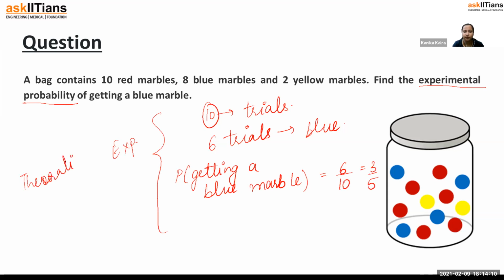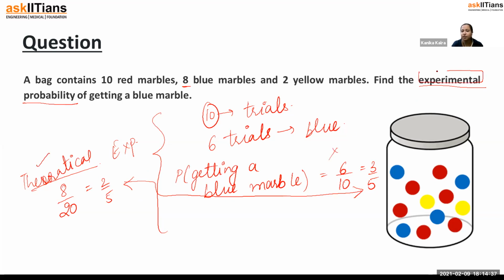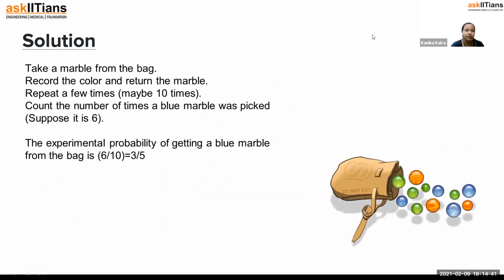the probability of getting a blue marble is 8 over 10, that's 4 over 5. So these are not the same. You have to check whether the question asks for experimental probability or theoretical probability, because usually students simply do this part, not this one. So that is why you have to read the question properly. That is important. Let's look at the solution given in the slide.